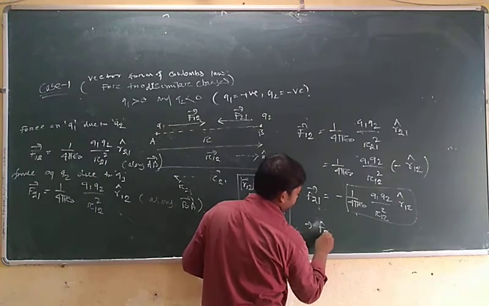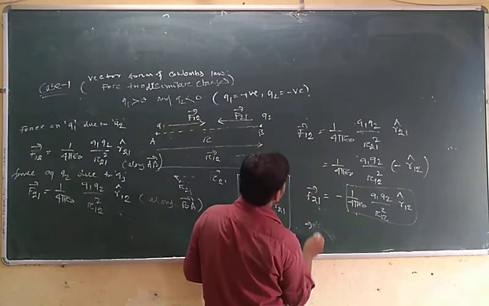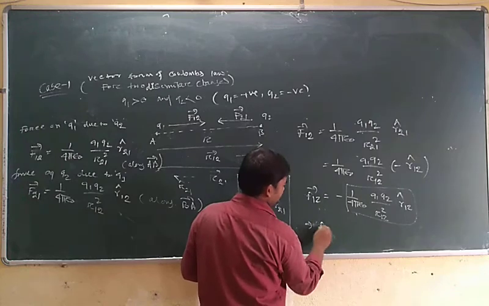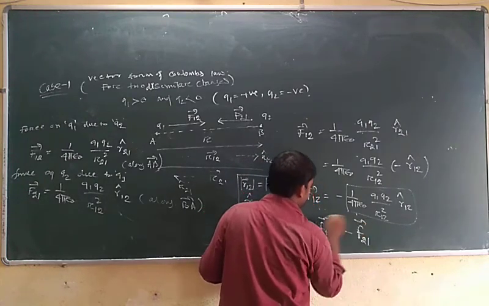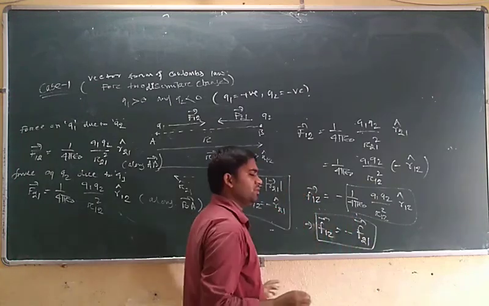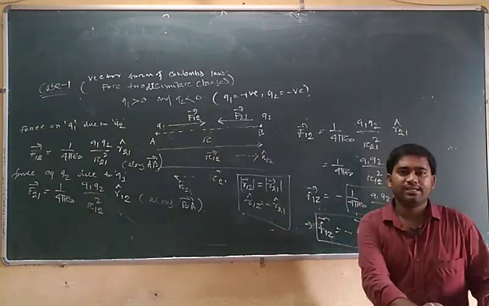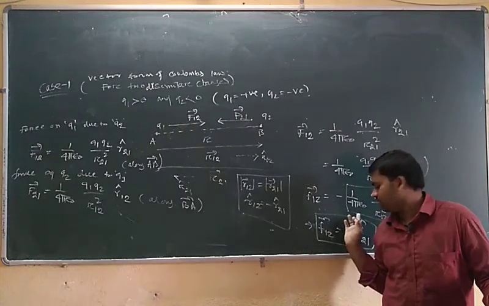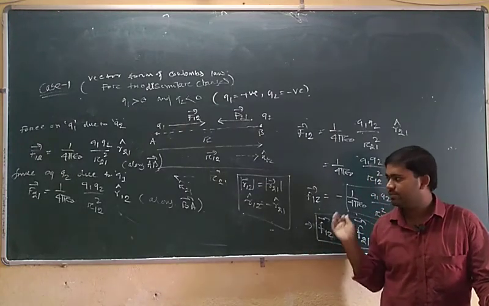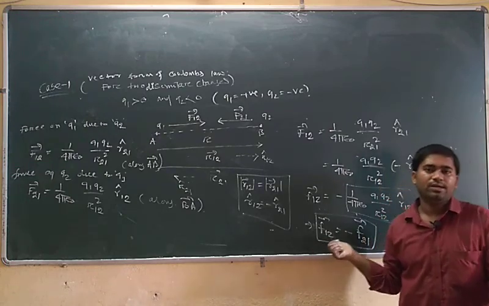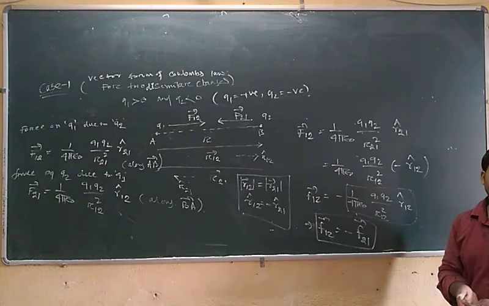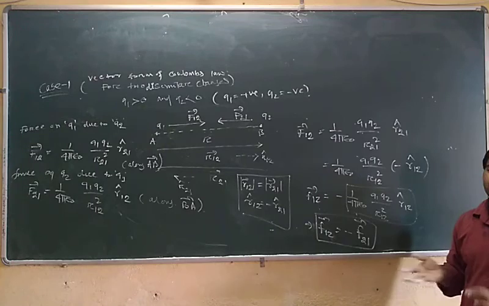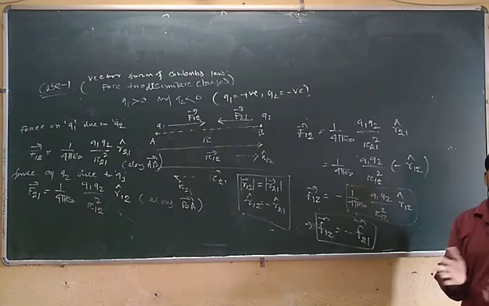So that's why the F12 vector equals minus the F21 vector. The F12 vector is negative of the F21 vector because they have the same magnitude and opposite direction. This is Coulomb's law in vector form when we take different natures of charge, whether positive-positive or positive-negative.